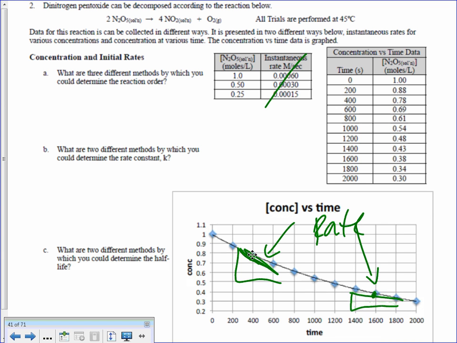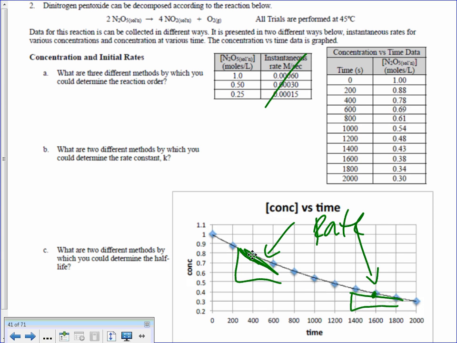And then you can also figure out the rate of formation of the product based off the concentration and time data, the product being nitrogen dioxide, versus the consumption of dinitrogen pentoxide. I think that's all I got for you. Okay, question 2. What are 2 different methods by which you can determine the K?